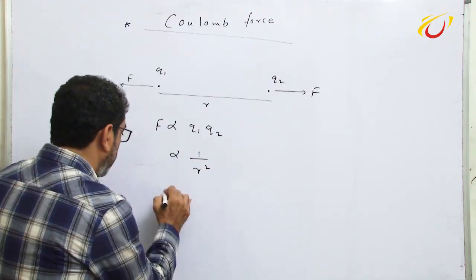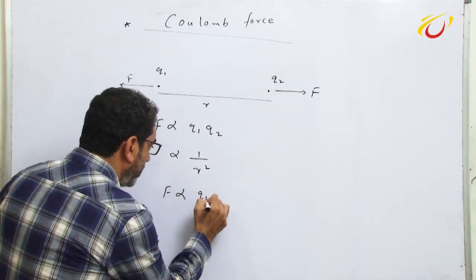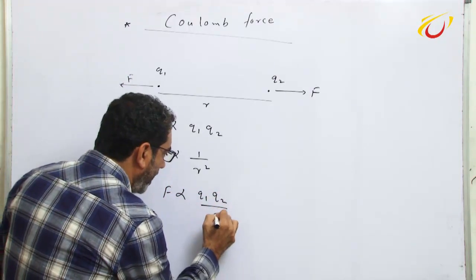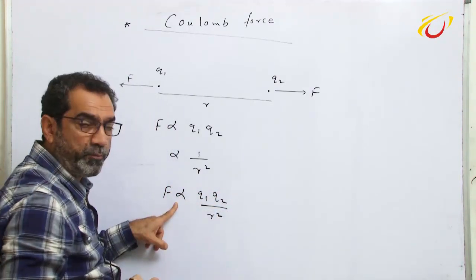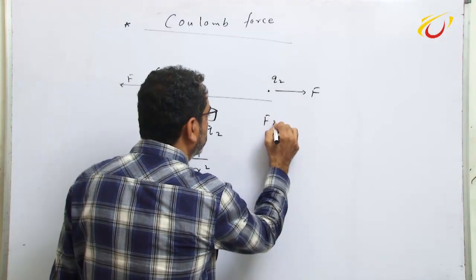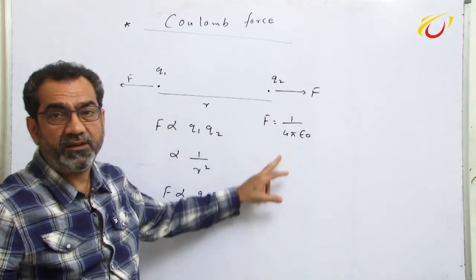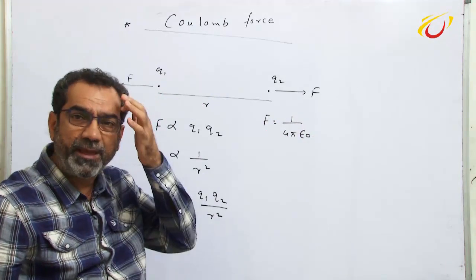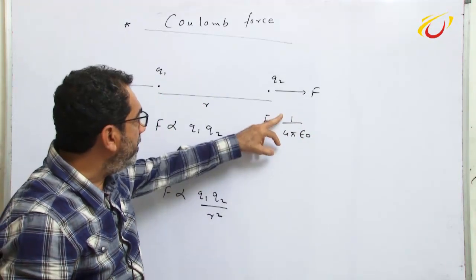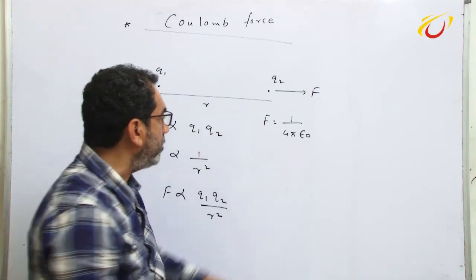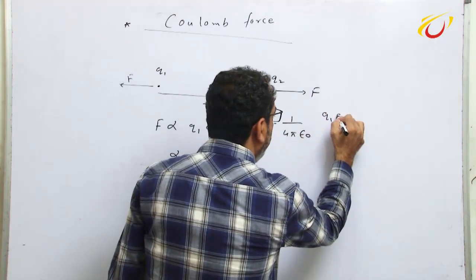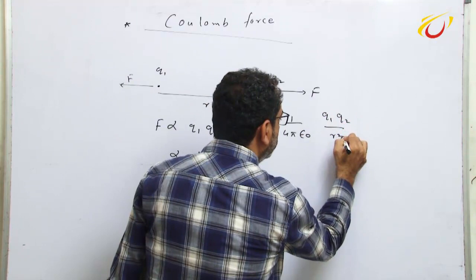When I club this, it becomes Q1, Q2 over R square. When I remove this proportionality sign, I will put in a constant. That's very important. Here the constant will be 1 by 4 pi epsilon. Q1, Q2 over R square.